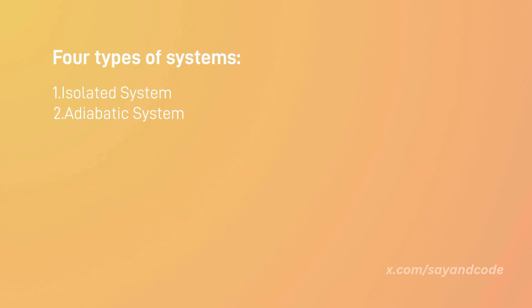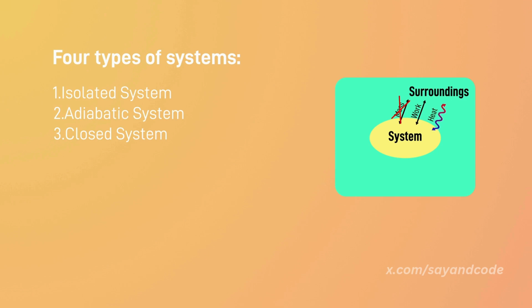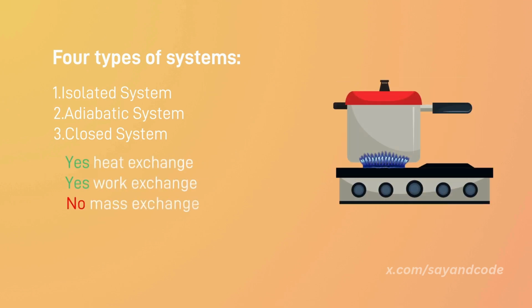Number 3. Closed system. Here, no mass is exchanged between the system and surroundings, but energy as heat or work is allowed to flow in and out. This is also called a non-flow system. An example is a pressure cooker or a kettle. We heat it from outside, so energy can go in and out. But the contents, or mass, remains closed inside the vessel.